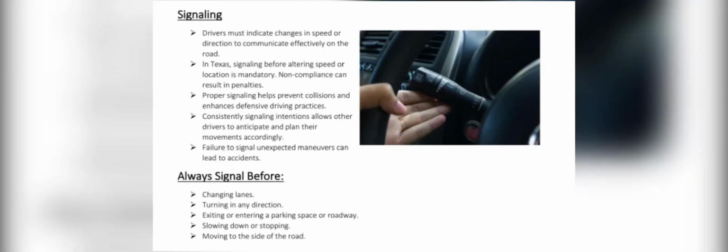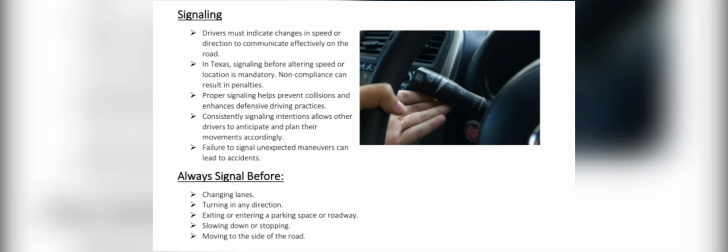Signaling. Drivers must indicate changes in speed or direction to communicate effectively on the road. In Texas, signaling before altering speed or location is mandatory. Noncompliance can result in penalties. Proper signaling helps prevent collisions and enhances defensive driving practices. Consistently signaling intentions allows other drivers to anticipate and plan their movements accordingly. Failure to signal unexpected maneuvers can lead to accidents.